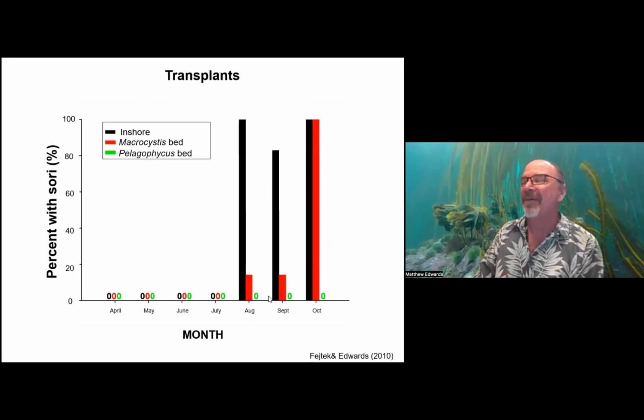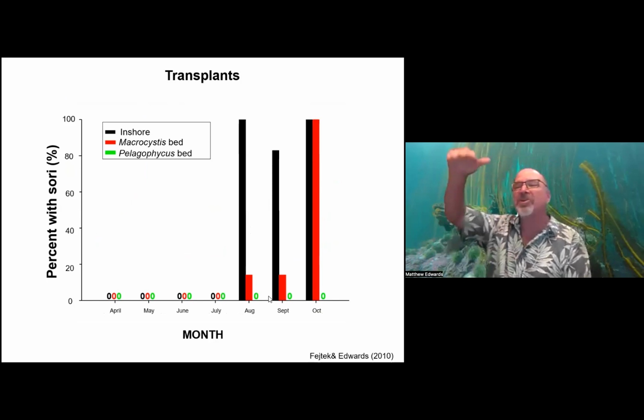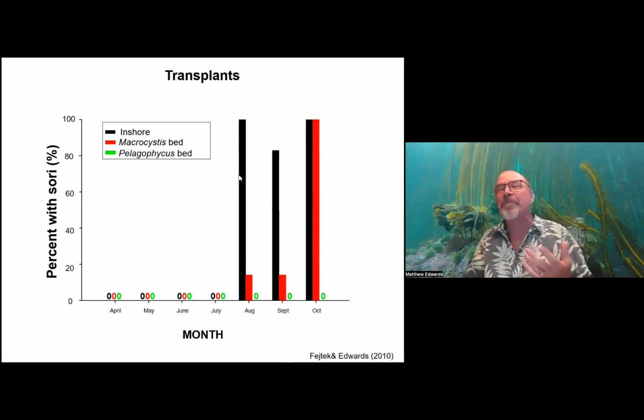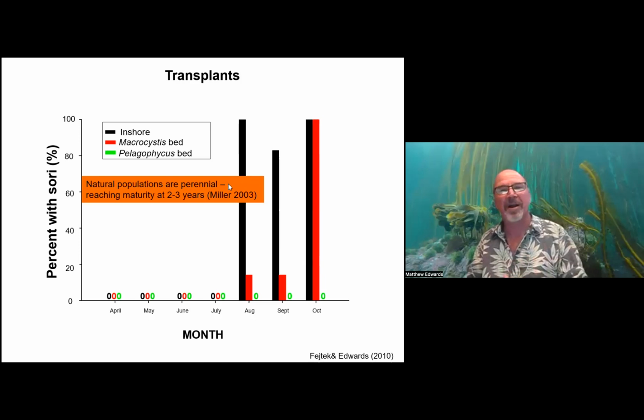But back into Plagophycus bed where they have to grow a much longer distance. Even after a year, they were not fertile. We reached 100% fertility in the inshore ones after about a year. They became reproductive sooner in these.